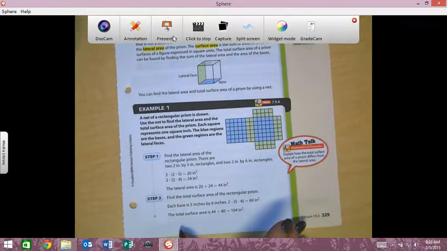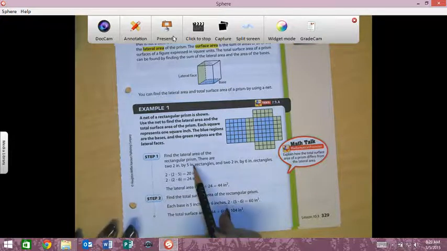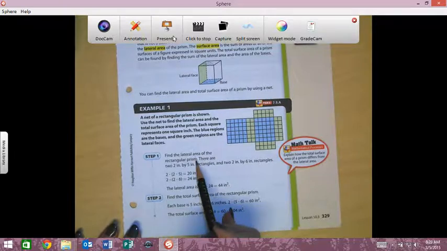Okay, so it says a net of a rectangular prism is shown. Use the net to find the lateral area and the total surface area of the prism. Each square represents 1 square inch. The blue regions are the bases, and the green regions are the lateral faces. So first thing you need to do is find the lateral area of the rectangular prism.